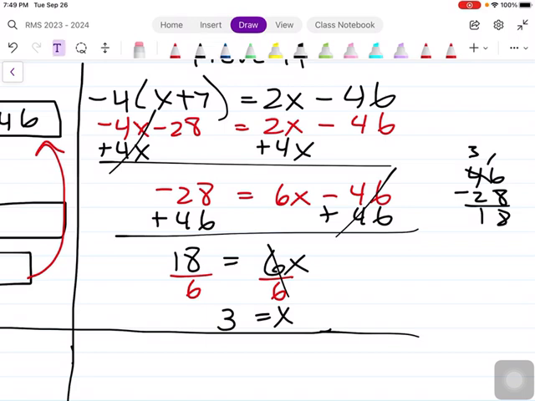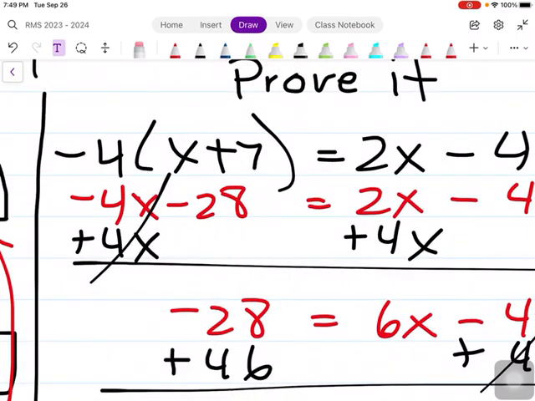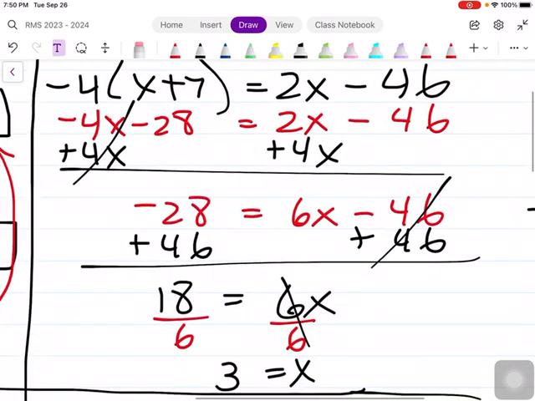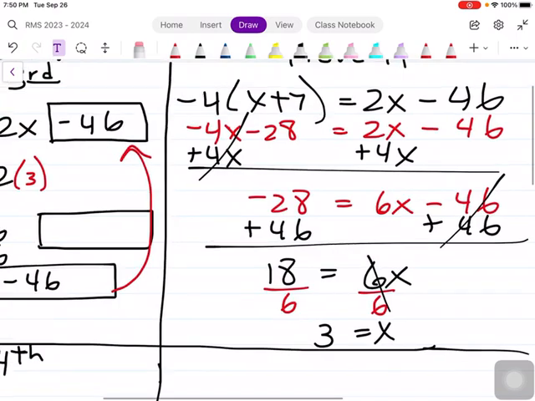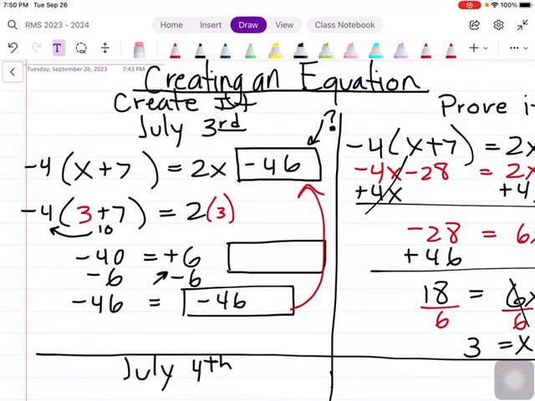And so this right here is actually a 4-step. Our first step is distributing. Our next step is adding 4x on both sides. Our next step is adding 46 on both sides. And then our last step is dividing by 6. So if you make a formula like this, where you have distribution and then x on the other side, and then you're missing a box with a random number that you figure out at the end, that will give you a 4-step every single time.